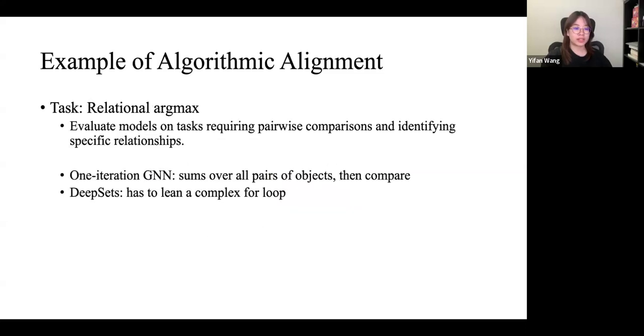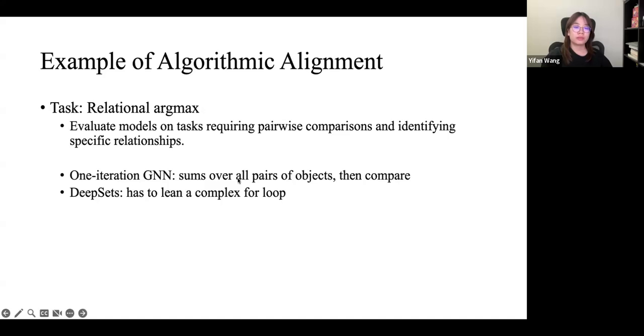Then we move to the next task, relational argmax. It is about evaluating models on tasks that require pairwise comparisons and identifying the specific relationships. So here are some predictions about the considered architectures. For a one-iteration graph neural network, it will sum over all pairs of objects. Then it will compute our target.